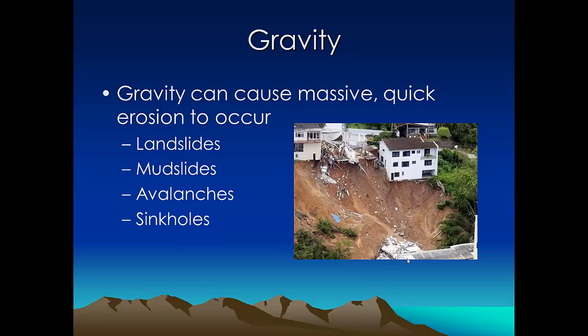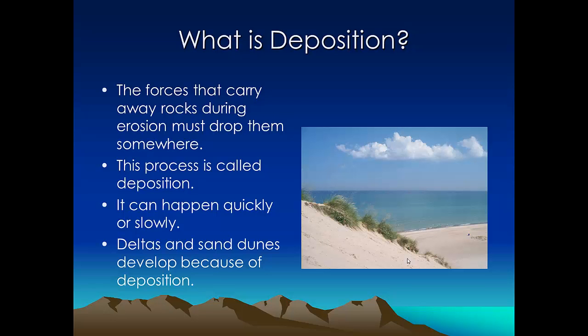But after erosion occurs, weathering has already happened. The bits and pieces of rock have been broken down. Erosion has carried them away, but it's not going to carry them away forever. Eventually they have to stop, and that occurs through the process of deposition. These are the forces that carry away rocks during erosion. After that process is over, we call that process deposition.